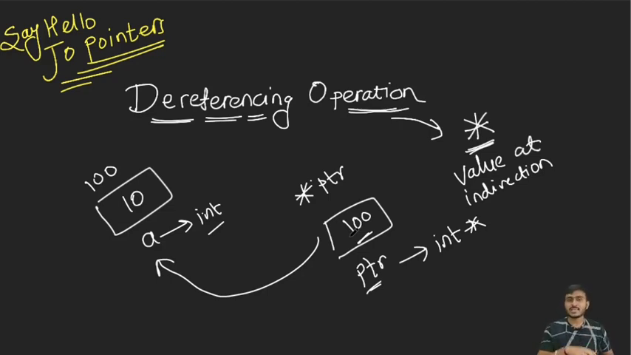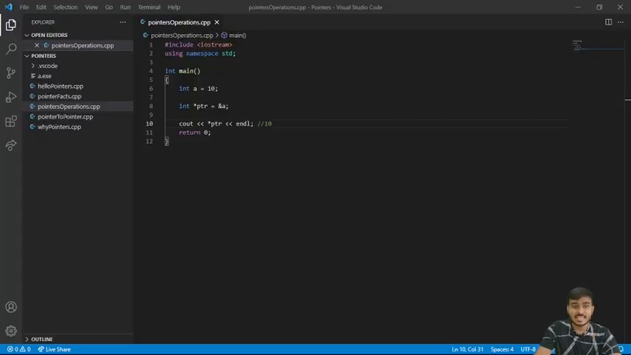So whenever we write star followed by some pointer, that means we are actually trying to get the value which is present at that memory location. In this case, the value present at the 100 memory location is nothing but 10. So in this case we will get output 10. Let's quickly go back to VS Code and execute the code. Let's see what output we actually get.